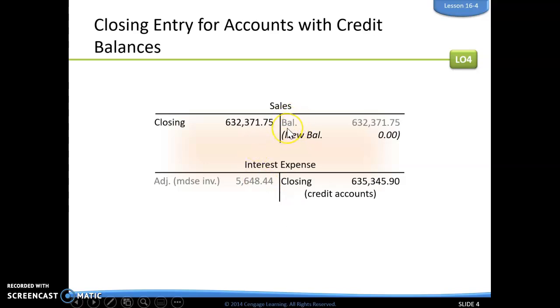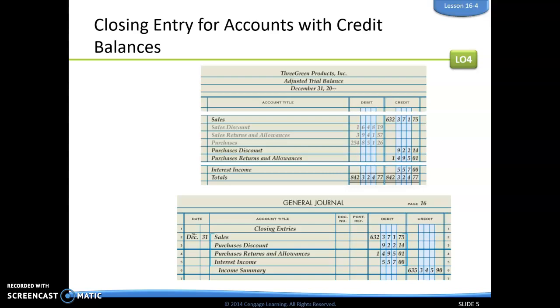What I want to say about sales, though, is we want to keep track of what we have for each fiscal period. And so that's why we are closing our sales account, so that we can keep track then for the next year what we have in sales. So here we're looking at closing our sales account.